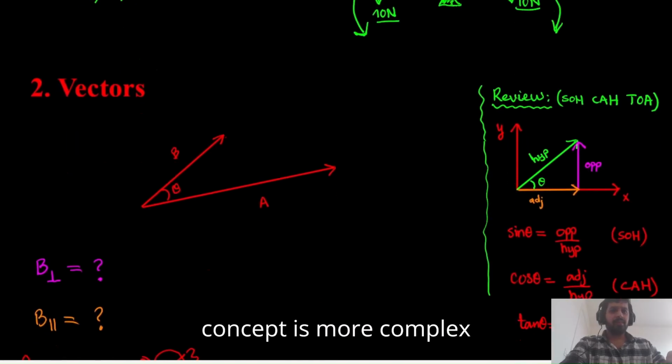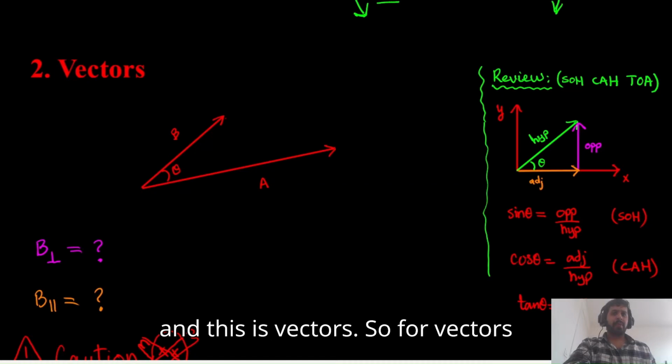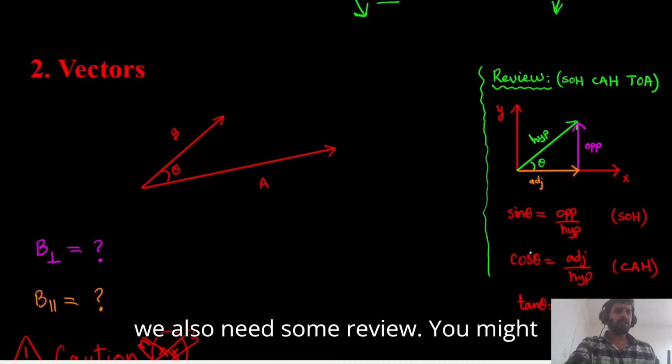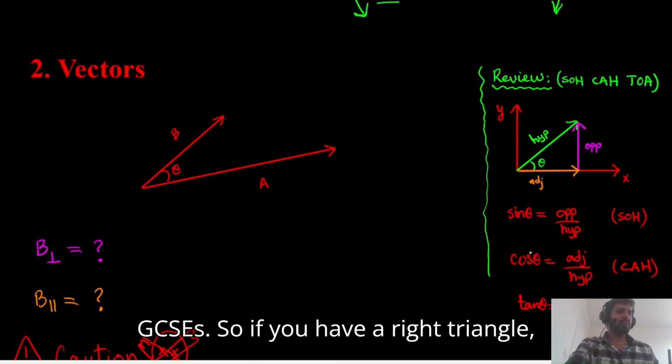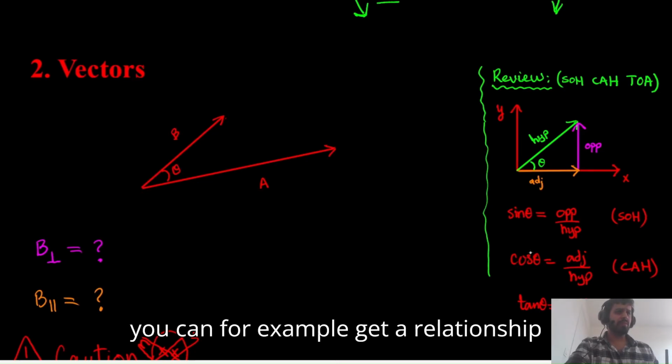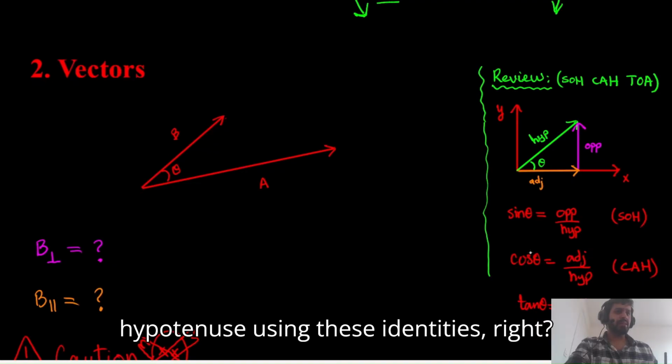Now, the second concept is more complex, and this is vectors. So for vectors, we also need some review. You might remember this from trigonometry in your GCSEs. If you have a right triangle, you can, for example, get a relationship between adjacent side, opposite side, and hypotenuse using these identities, right?